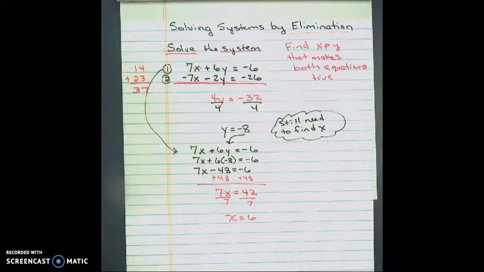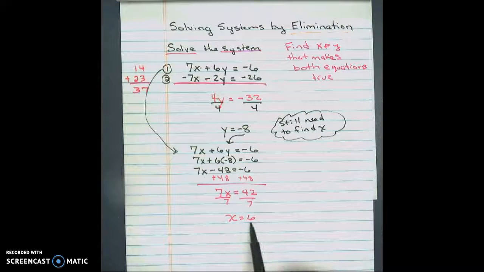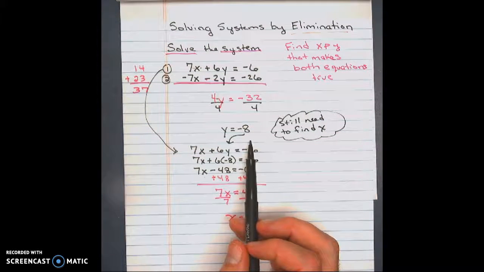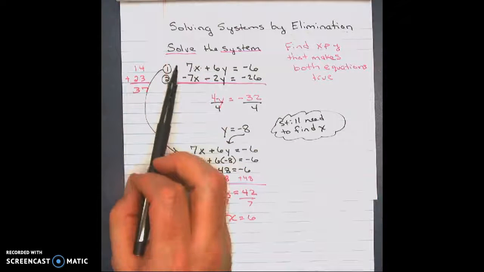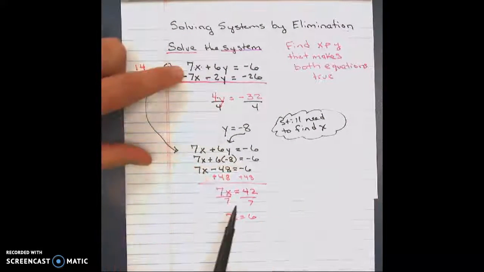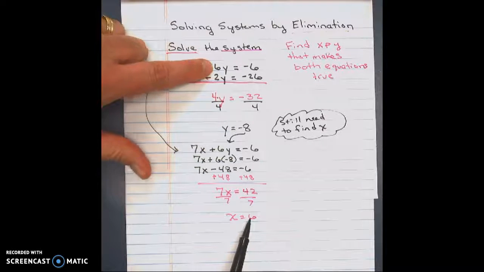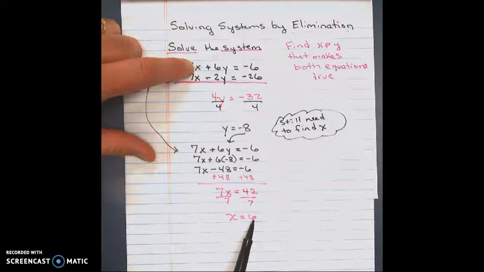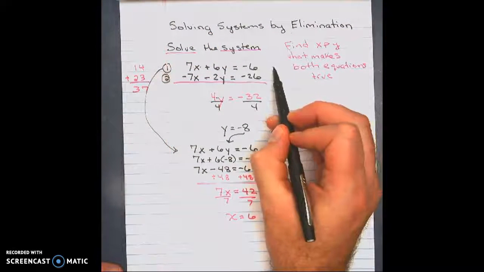So now, did I do what the directions asked? Did I solve? It says find x and y that make both equations true. x is 6 and y is -8. I'm pretty sure this will work in both, but you can always check. You can just go back to the top equation and say, is 7 times 6, because x is 6, plus 6 times -8 equal to -6? Well, 42 minus 48 really would be -6, so it works in the top equation.